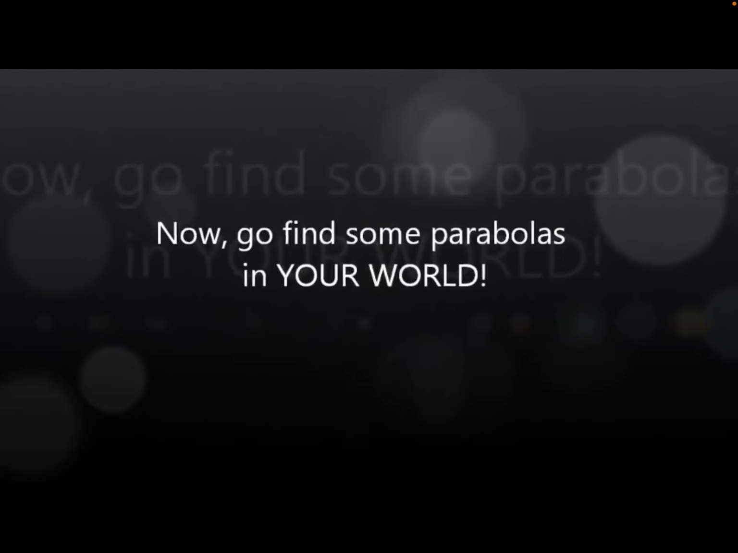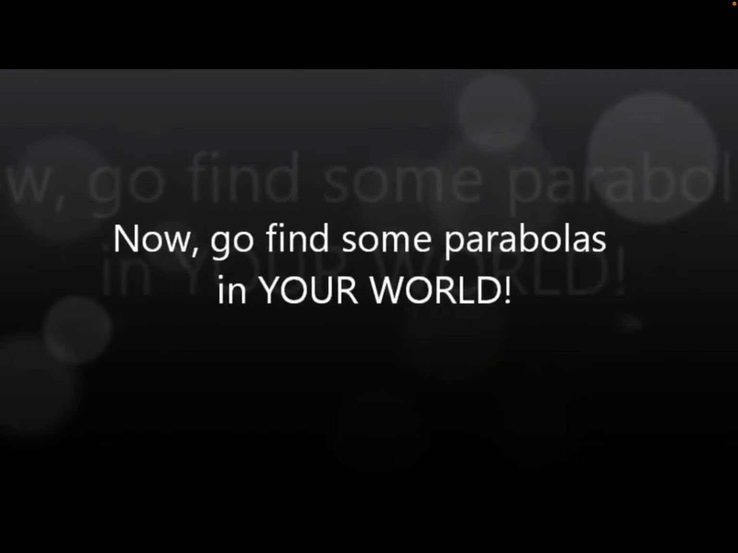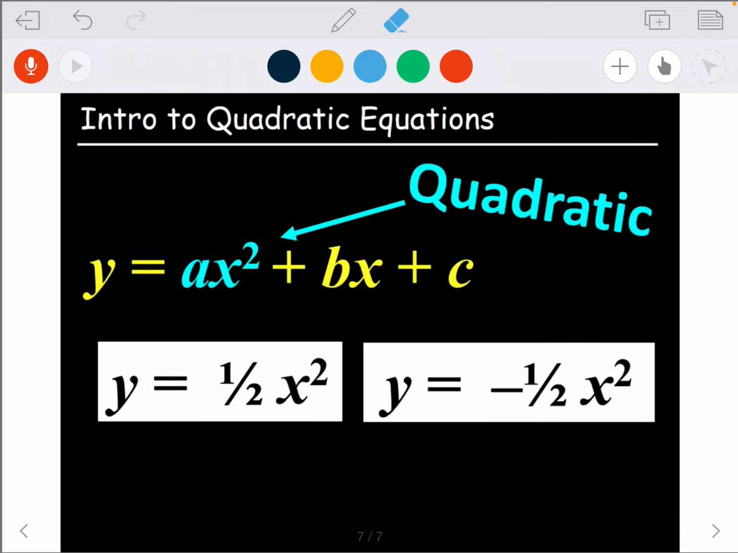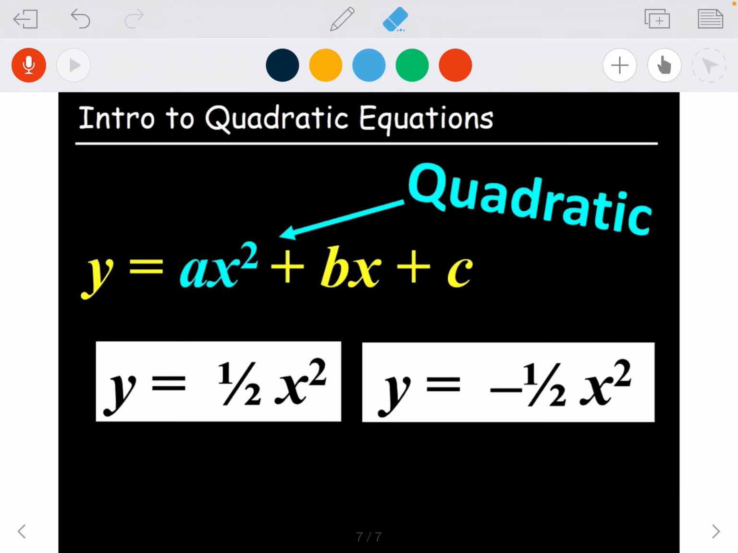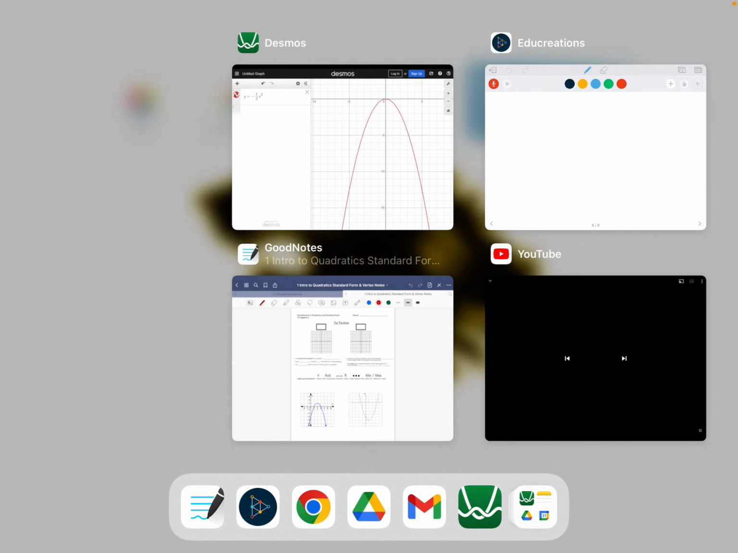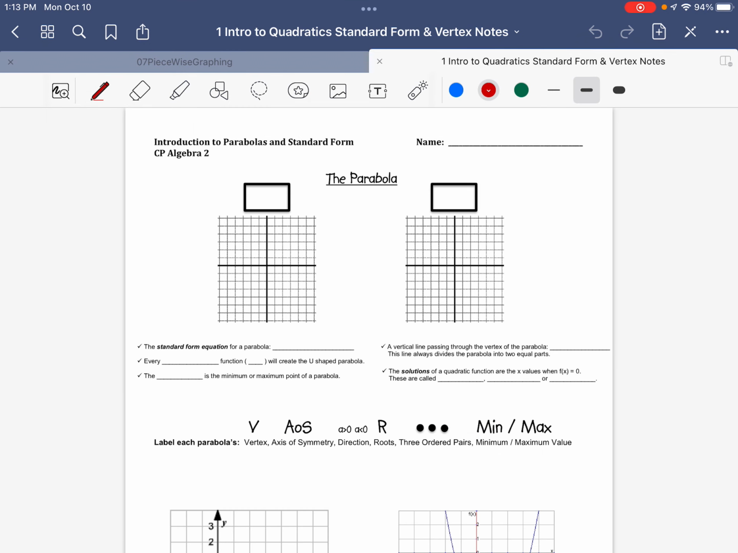So the whole point is that parabolas are all around us. Of course, again, when we say parabola, we mean a quadratic kind of equation. And what we want to do now is dig a little bit deeper into the specifics of a quadratic equation. We're going to end up using our introductory sheet with parabolas in standard form.